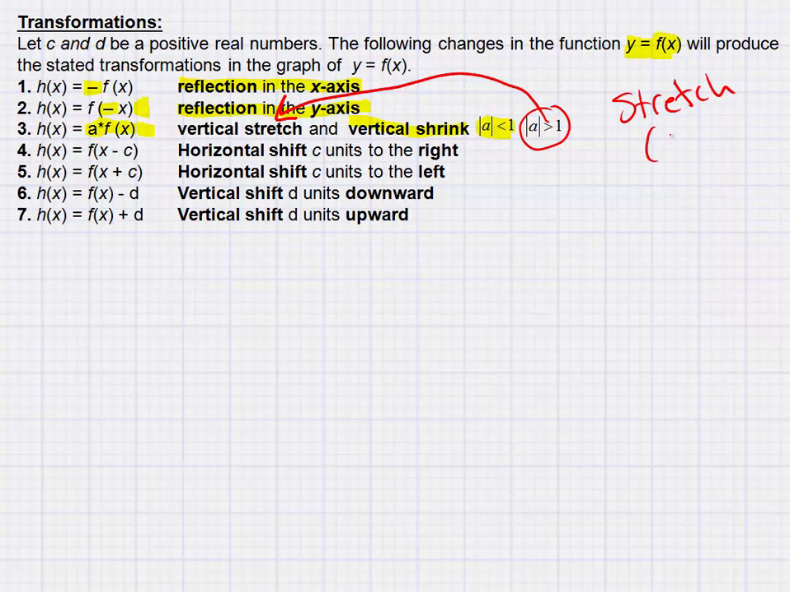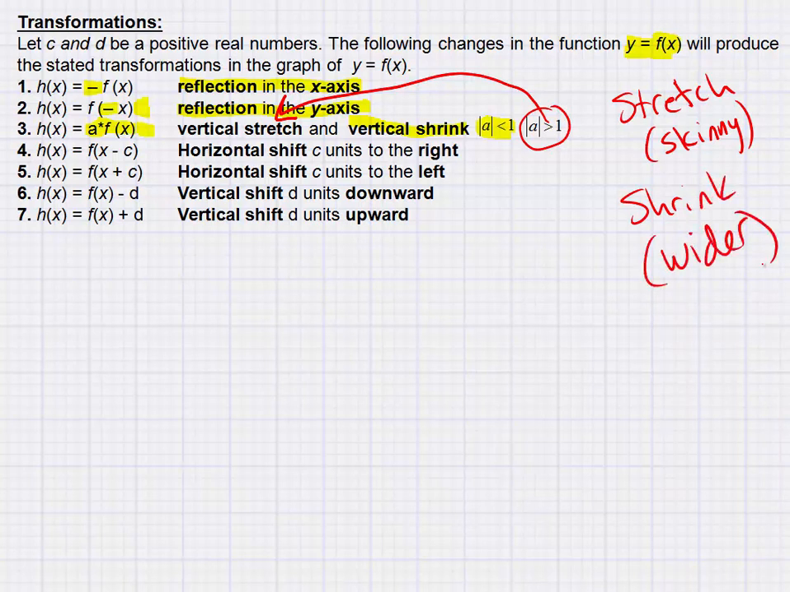And what that basically means is a stretch, my graph's going to look skinnier. And a shrink in the vertical direction is going to make my graph look wider. So that's all based off of this. If I have the absolute value of a is less than 1 or greater than 1, I have one of these two things. But that's that multiplier out in front here.